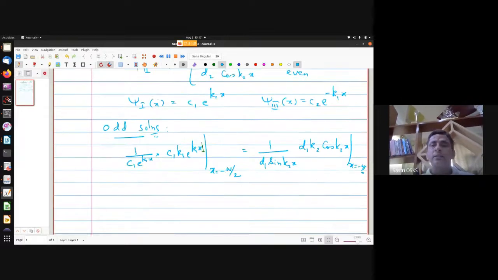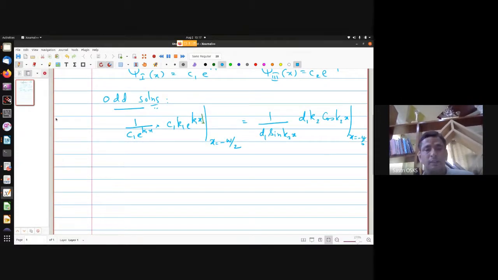Okay, so you see here it becomes so easy to solve for that equation. So this goes away. This gets cut. So you have only k1 on this side, and on this side the d1 gets cancelled, and you get k1 equal to k2 times cot of k2x at x equal to minus w by 2. Because sine function is there, you get a minus sign. So this is one equation we got, and the other equation is for the even solutions.